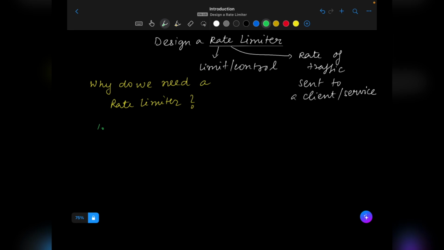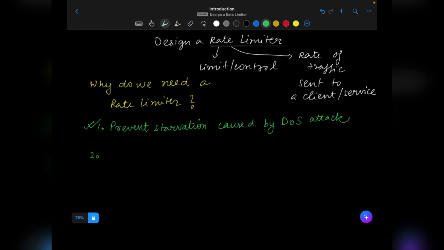So we use a rate limiter to prevent starvation caused by sending malicious requests to the API server, which we call a denial of service attack. So this is one use case where a rate limiter can be used.